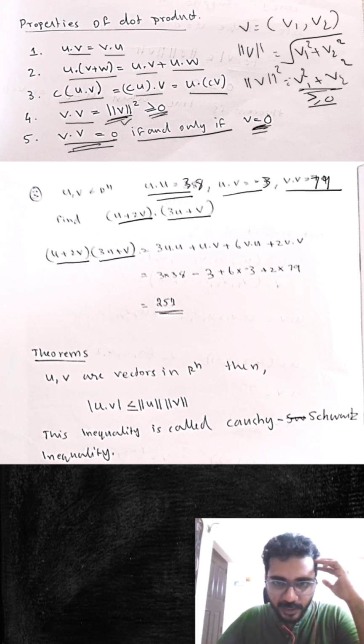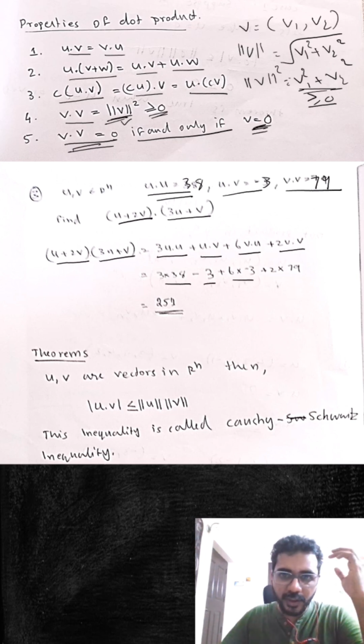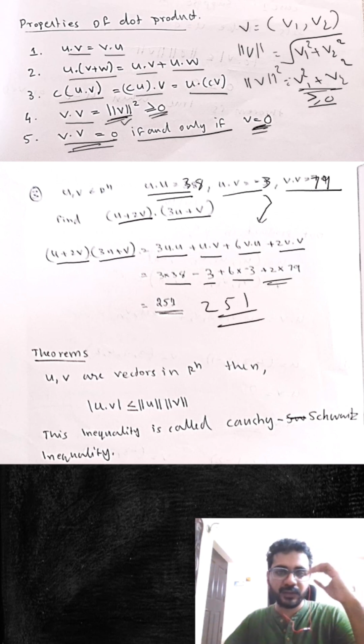By expanding we get 3 u dot u plus u dot v plus 6 v dot u plus 2 v dot v. Here u dot u we know is 38, so 3 into 38. u dot v is -3. Then 6 into v dot u; v dot u and u dot v are the same, that's why we can take -3 here. So 6 into -3 plus 2 into v dot v, and v dot v is given as 79. By calculating this we get 251. This is the answer.